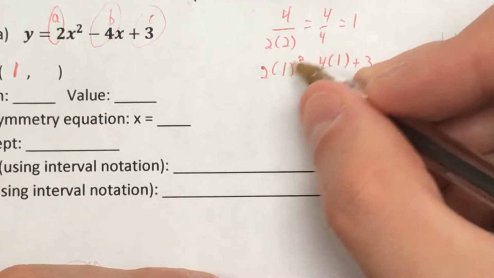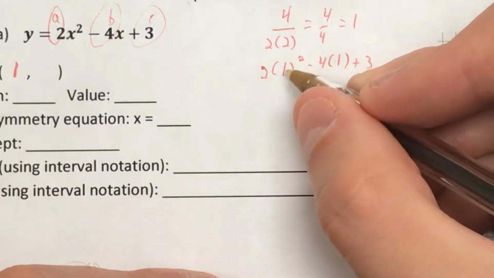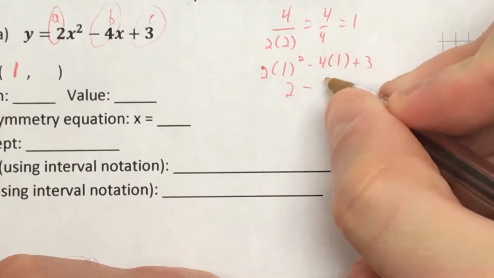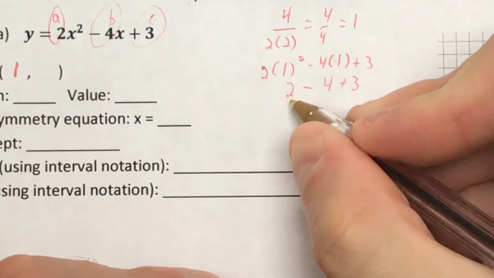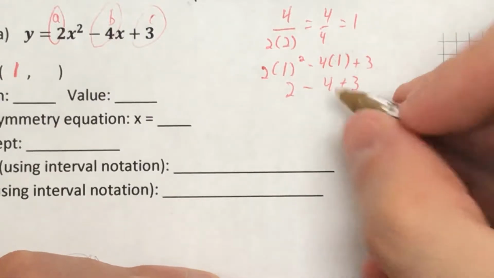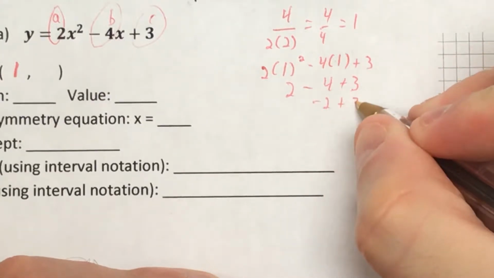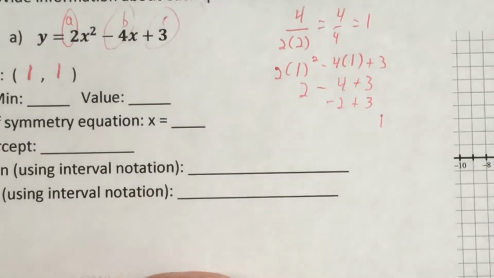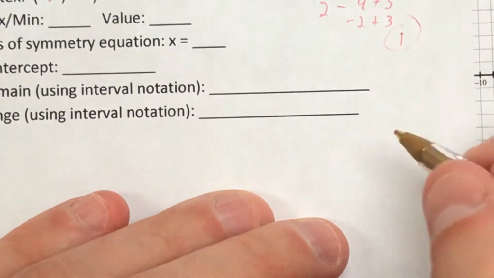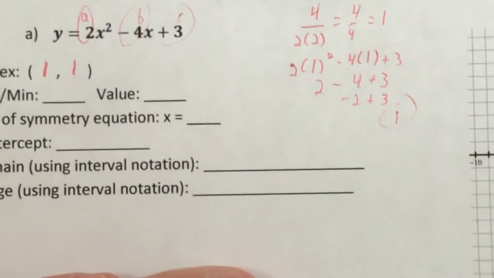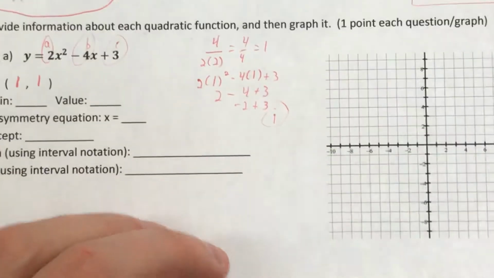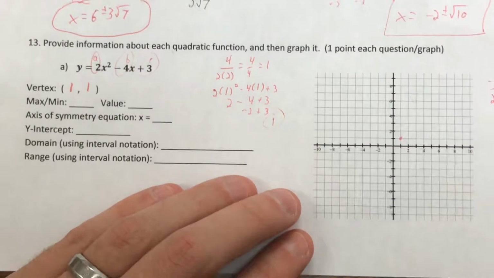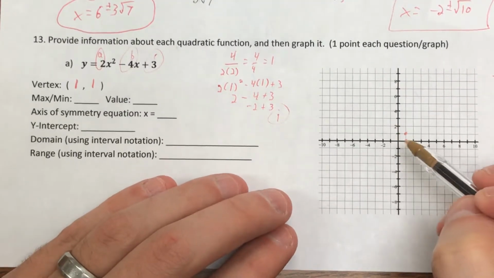So 1 squared is 1, and then 1 times 2 is 2. 4 times 1 is just 4 plus 3. Then 2 minus 4 is negative 2 plus 3, and you just get another 1. So in this case, it turns out to be 1 again. So the vertex is at 1, 1. And I'm just going to go ahead and plot that right there. You now have 2 options in order to find the next point.